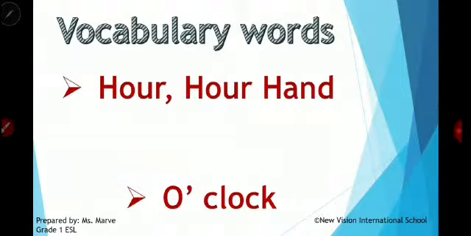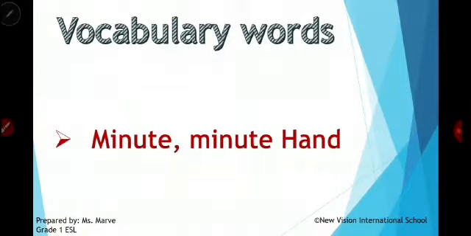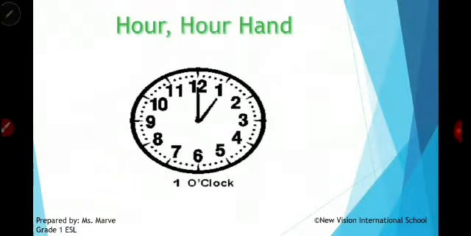Let's focus on our vocabulary words. The first one is hour, hour hand. Can you say it? Hour hand. Very good. The next one is minute, minute hand. Again, minute, minute hand. Very good. The third one is o'clock. Can you say it again? O'clock. Very good. So let's explain the hour or the hour hand.